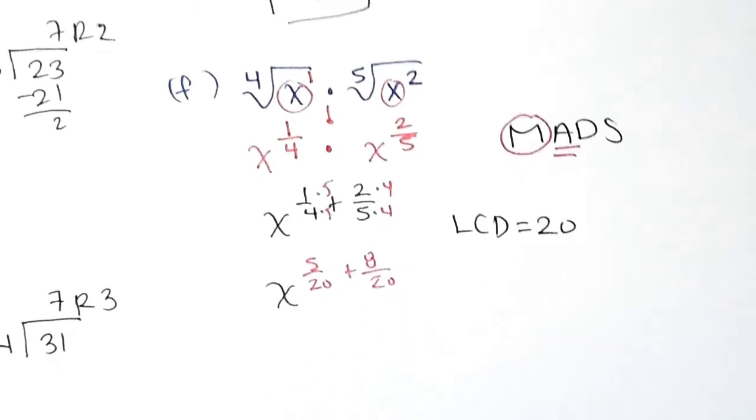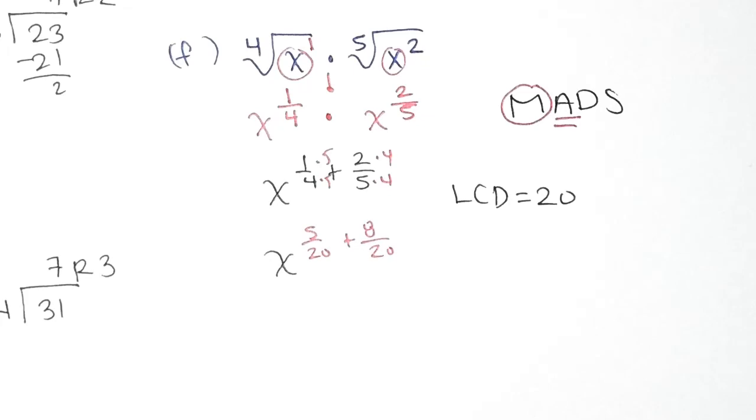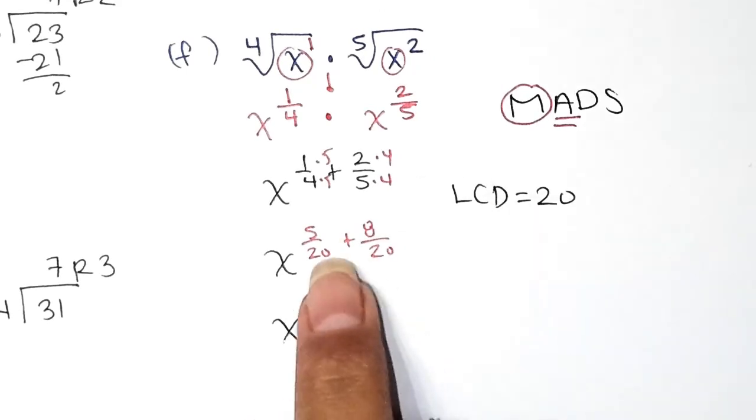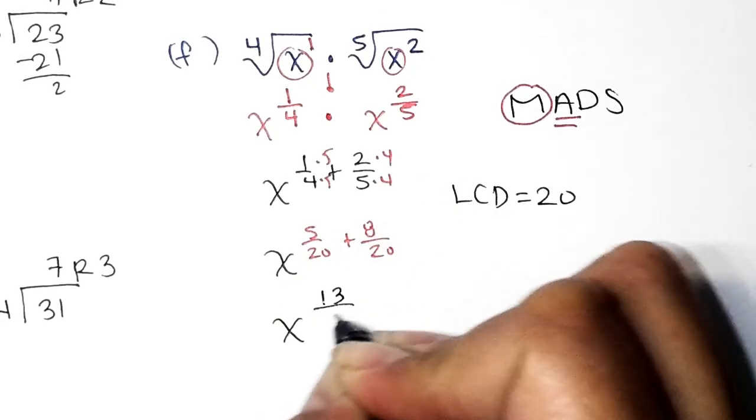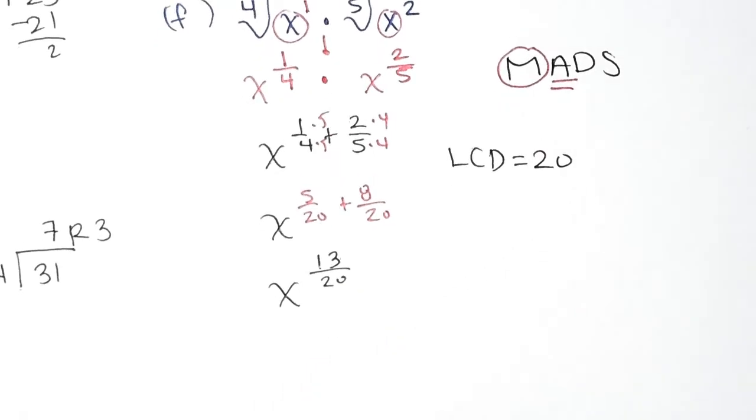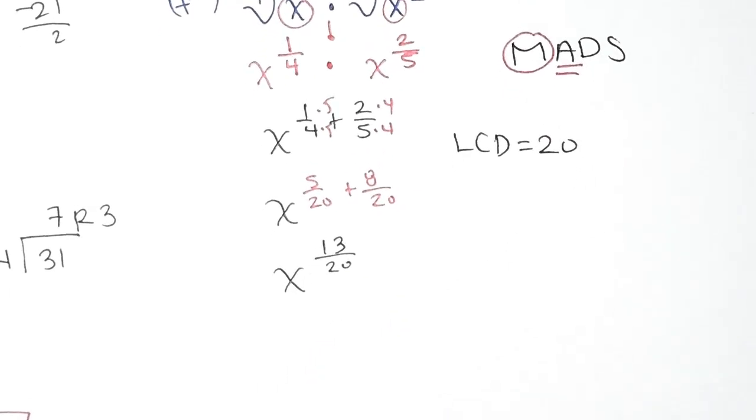Okay, thanks to our hard work, now that we have those equivalent fractions, let's go ahead and add them up. We're going to add the numerators, namely 5 and 8, to get 13, and then write that sum over the common denominator. So this is it. This is the answer.